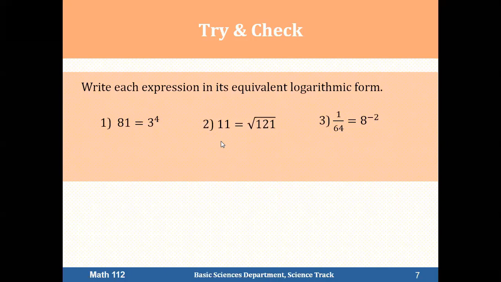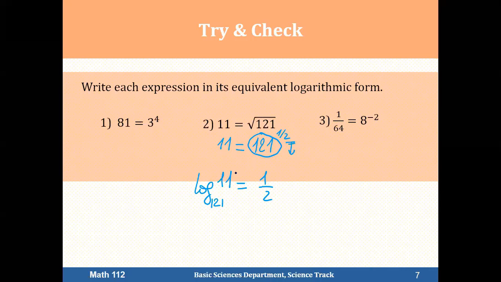121. ليش؟ لأنه قلنا نكتبها exponential form. So here this is the base. So log 121 of 11 is 1 half. هذا ينزل تحت. Okay. So هنا البيز هي 8. إذا log base 8 of 1 over 64 equal minus 2. اتفقنا؟ محمد سعود واضحة؟ واضح.